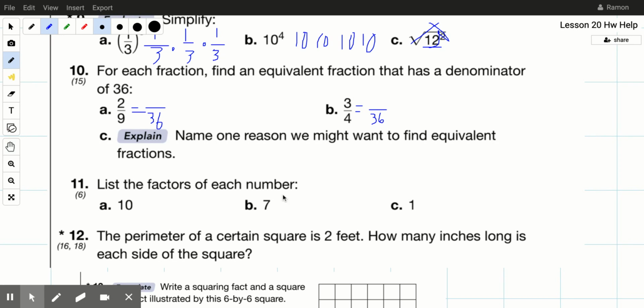List the factors of each number. I'll do B. B is pretty simple. It's just numbers that you multiply to get 7. 1 and 7 are the only ones that fit that description. So make sure that you find all the factors for 10 and all the factors for 1.